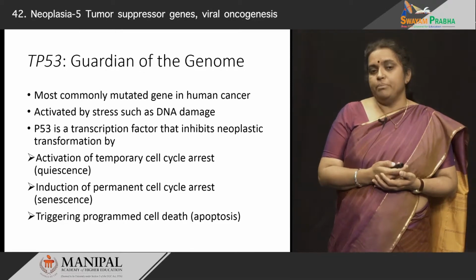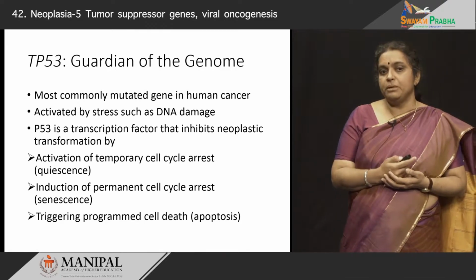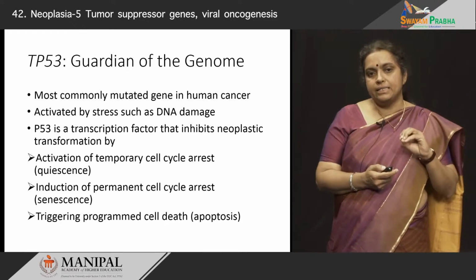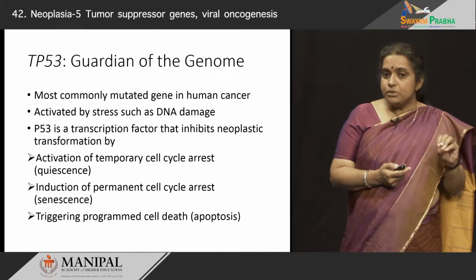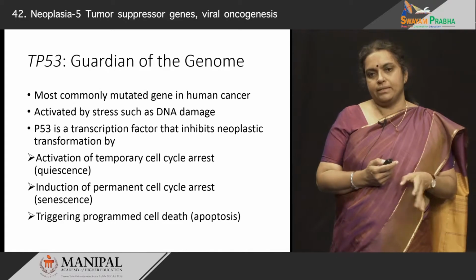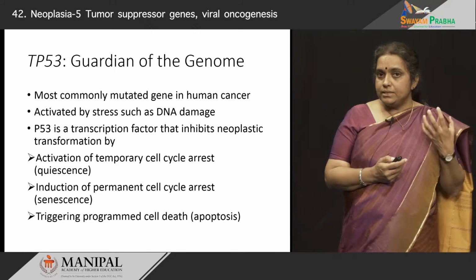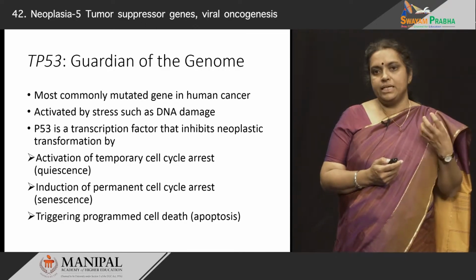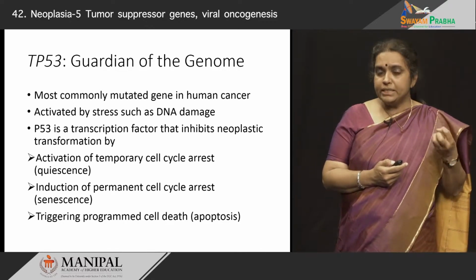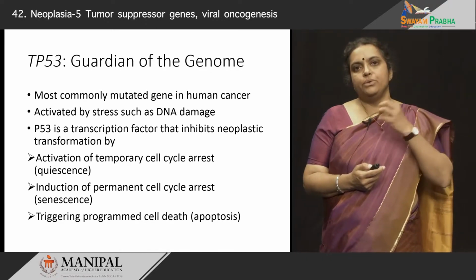P53 is a very important transcription factor that inhibits neoplastic transformation. What it actually does is activate temporary cell cycle arrest or quiescence. It induces permanent cell cycle arrest, senescence, and it triggers programmed cell death. Now, it does not do this in all the cells. What it does is recognize any stress, such as DNA damage or anything that can lead to the integrity of the cell being lost. It recognizes it and prevents the cell from going into the cycle.